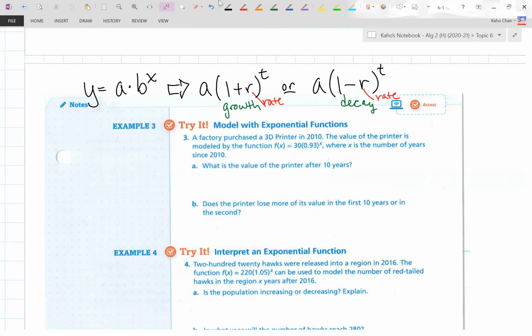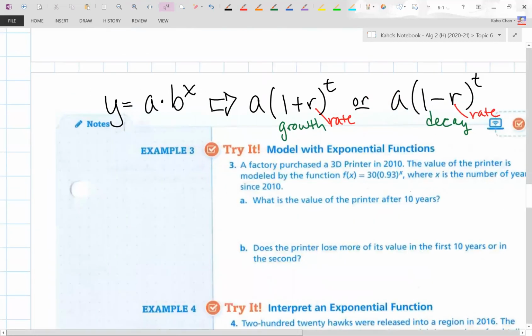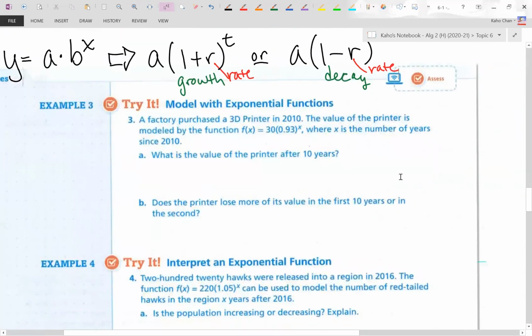So let's take a look at our opener here for number 3 and read the problem a little bit. A factory purchased a 3D printer in 2010. The value of the printer is modeled by the function f of x equals 30 times 0.93 to the x, where x is the number of years since 2010. Very good. So whether you use t's or x's is just basically time. What is the value of the printer after 10 years? So here, 10 is going to be placed into the equation where x is, okay? So let's throw that in.